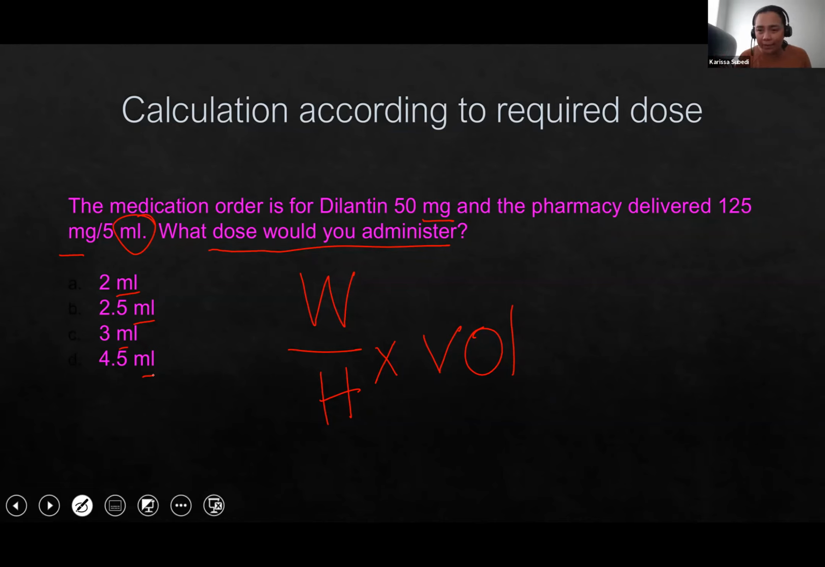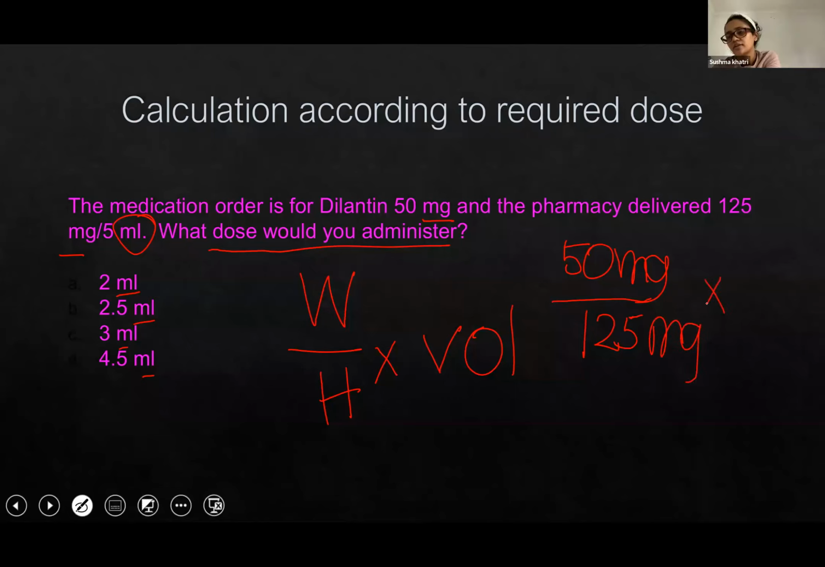So what is our wife? What is our wanted dose? 50 milligrams. Milligram. And what is our husband? Stock on hand, 125 milligrams. Okay, 125 milligrams. And what is our volume? 5 mL. Perfect. In that case, we are looking into mL as the last answer. Is that correct? Yes.